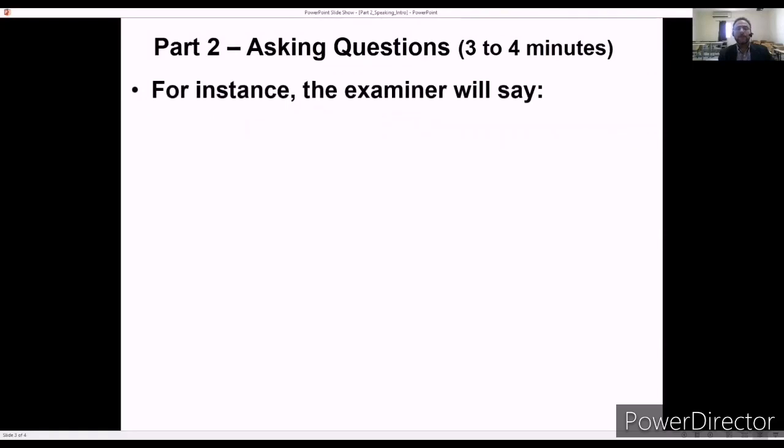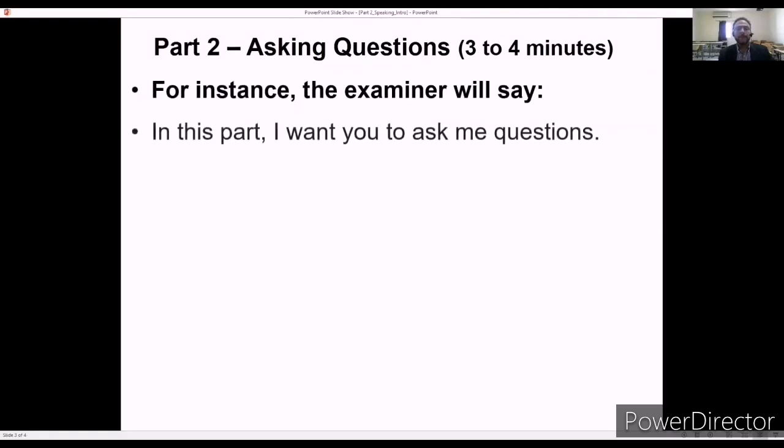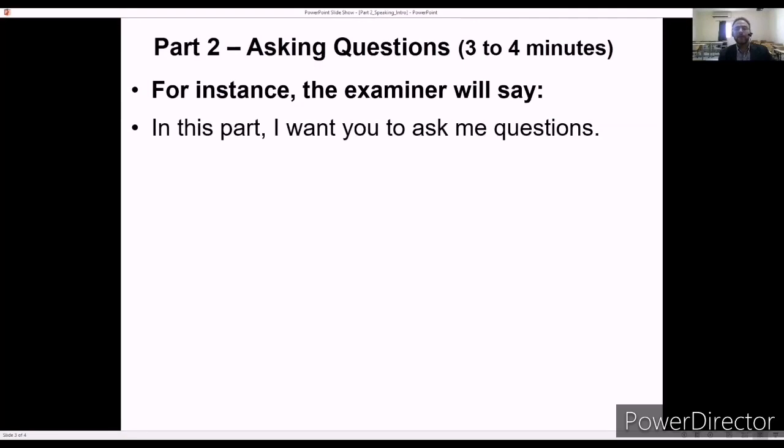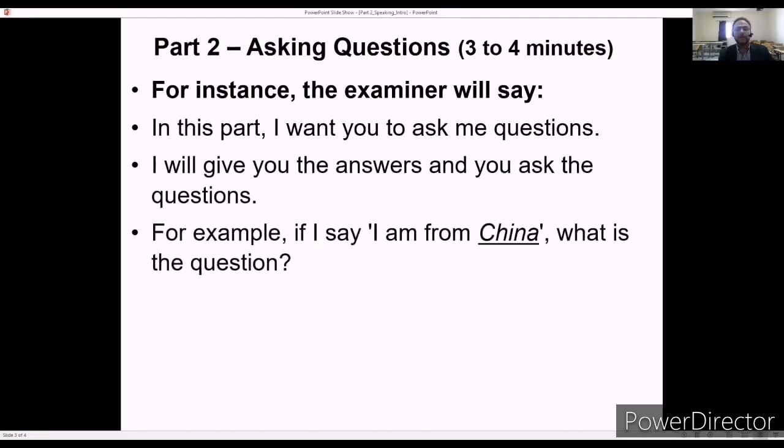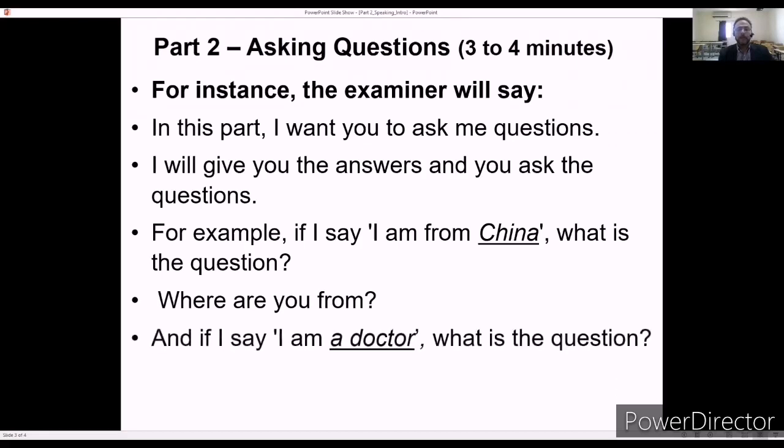For instance, the examiner will say, in this part, I want you to ask me questions. I will give you the answers and you ask the questions. For example, if I say I am from China, what is the question? So the test taker should ask, where are you from? And if the examiner says, I am a doctor, what is the question? What's your job? Or what do you do?